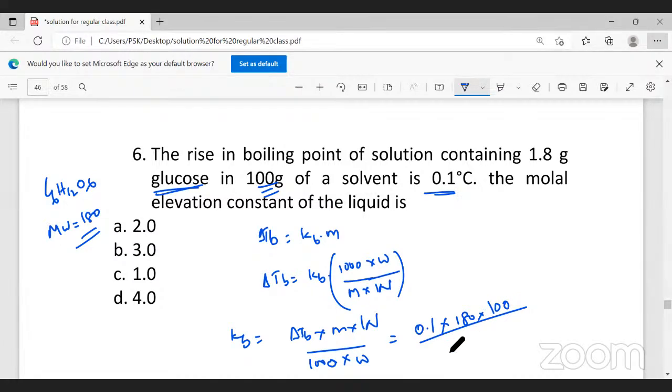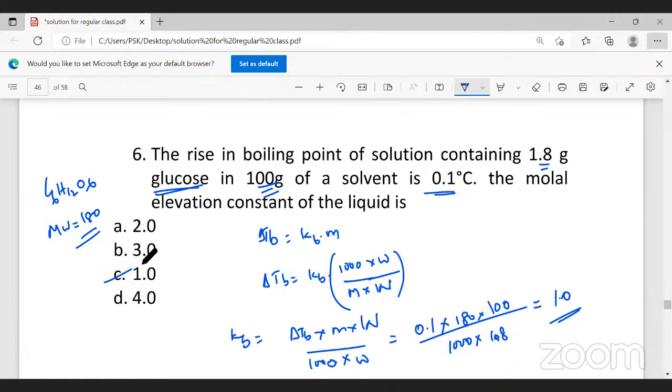Weight of solvent they've given divided by 1000 into what's the weight of solute? It's 1.8. They've given small w, 1.8, 1.8. So on simplification, we will get the answer to be 1. So the molar elevation constant of the liquid is 1.